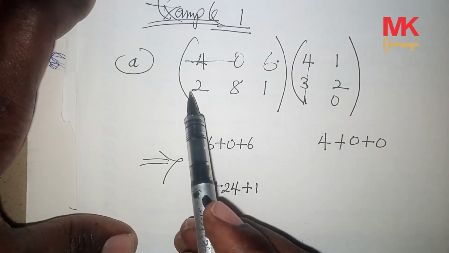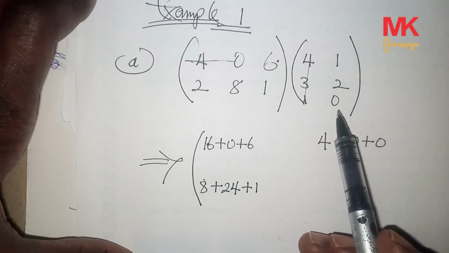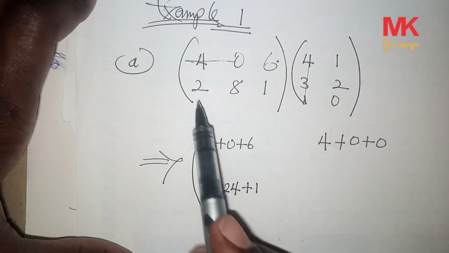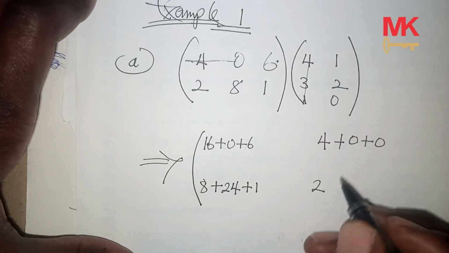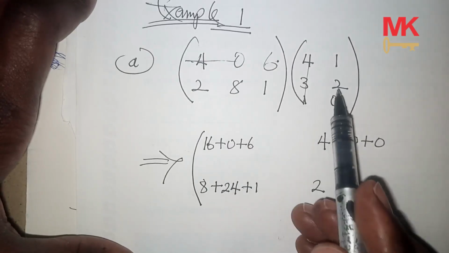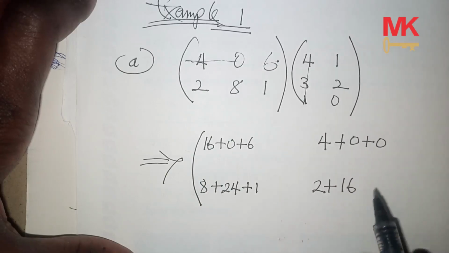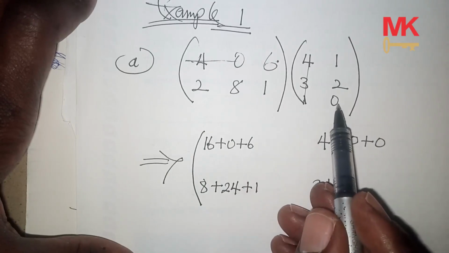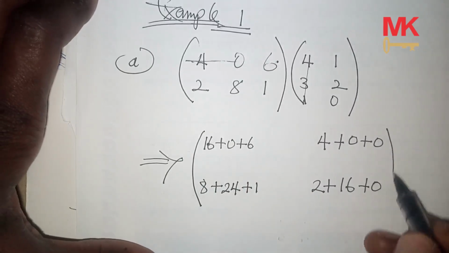Now it is the turn of this same second row to multiply the second column. Just take it easy, you get to understand that. So 2 times 1 gives us 2, and 8 times 2 gives us 16. Then 1 times 0 gives us 0. So we're done with the multiplication.